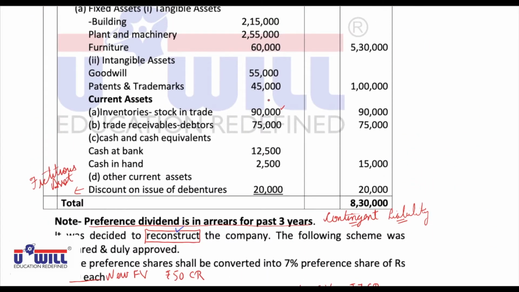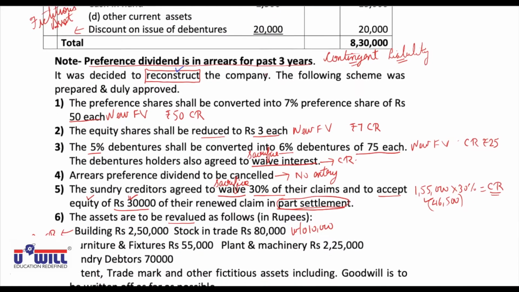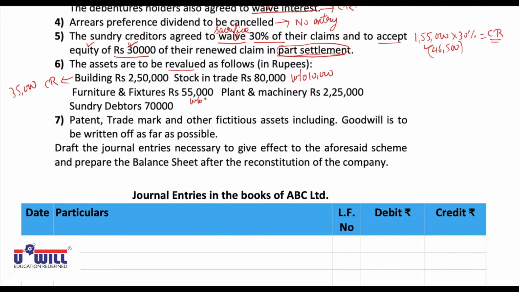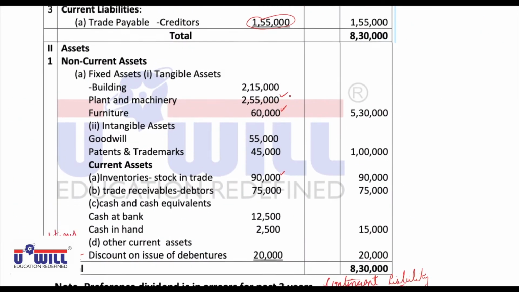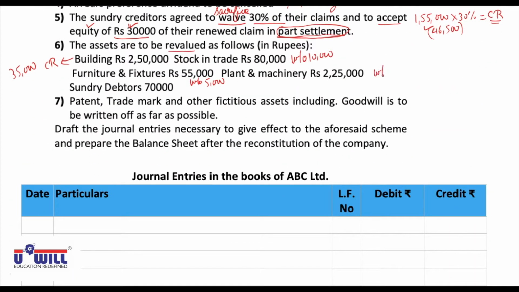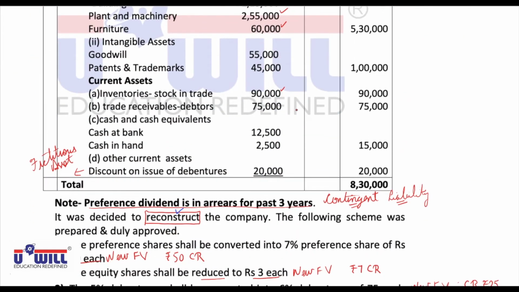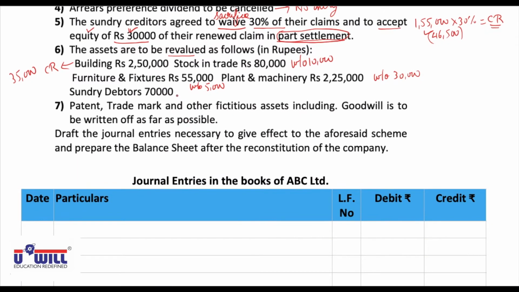Furniture and fixtures 55,000 from 60,000, so this is to be written off 5,000. Plant and machinery 2,25,000 from 2,55,000, so this is to be written off 30,000. And sundry debtors 70,000 from 75,000, so this is to be written off 5,000 again. For all the write-offs we will pass a separate entry. We can combine the entry for stock, furniture, plant and sundry debtors for writing off, and for building a separate entry will be passed because there we have to transfer 35,000 to capital reduction as its value is going up.